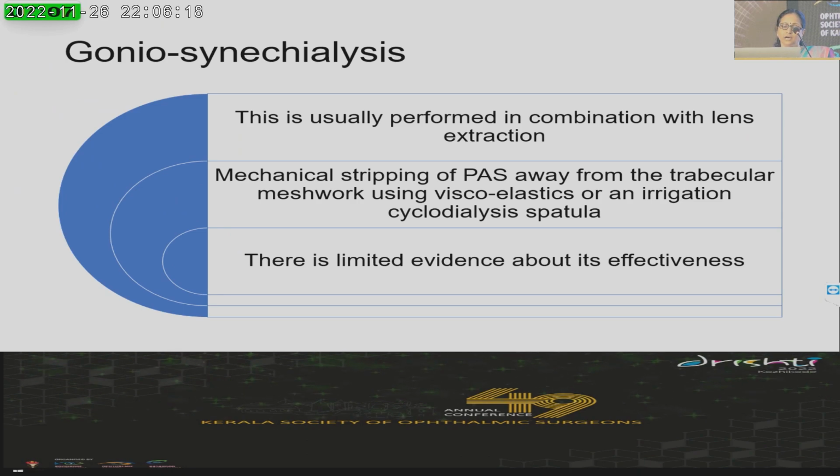After surgical iridectomy, the next option is a goniosynechialysis. It's not very frequently done. It can be performed along with the cataract extraction where you can mechanically strip the PAS away from the trabecular meshwork using viscoelastics or an irrigating cyclodialysis spatula. But usually I've seen that it is not very effective because the synechiae formation recurs, because the inflammation is still there and the synechiae reform.